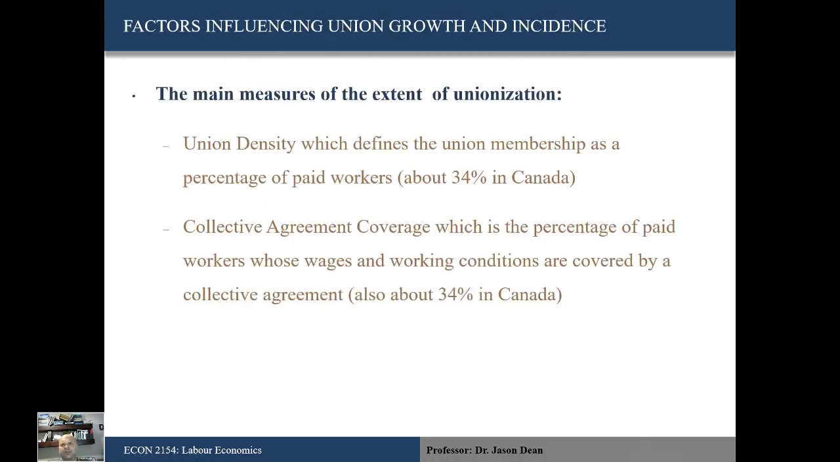There are 2 main measures of the extent of unionization. If we're interested in measuring density, the first measure is called union density, and it defines the union membership as a percentage of paid workers. In Canada, this is roughly about 34%. Another definition looks at collective agreement coverage. This is the percentage of paid workers whose wages and working conditions are covered by a collective agreement. And this number is also about 34% in Canada.